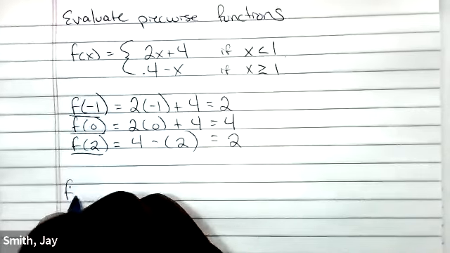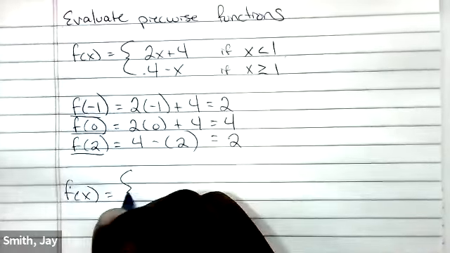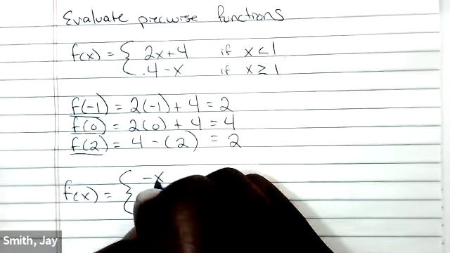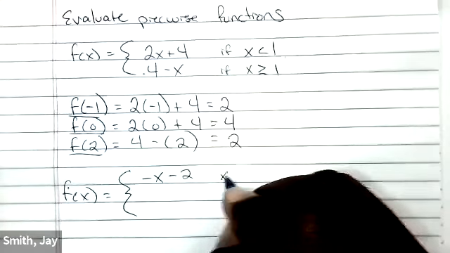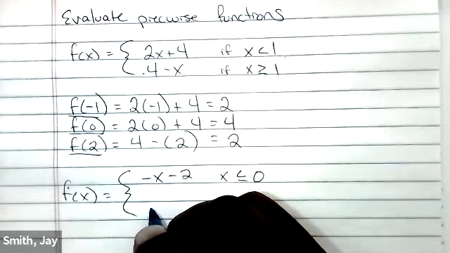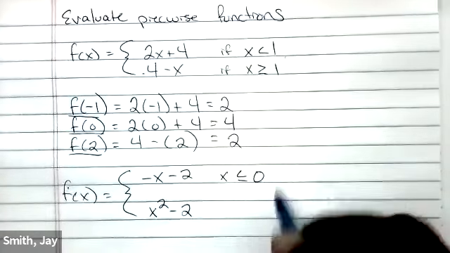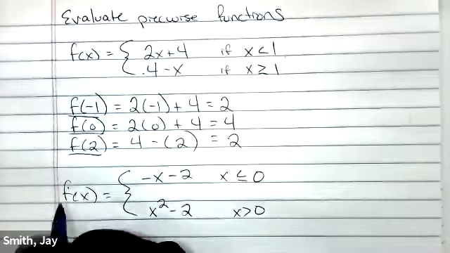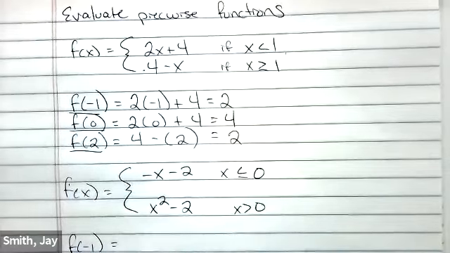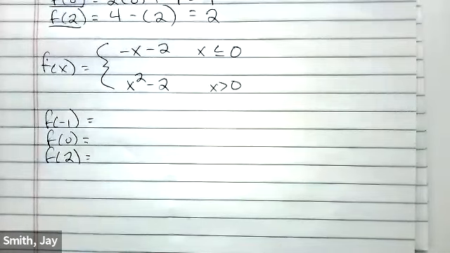This time we'll use that second piecewise defined function here, where f of x is equal to -x minus 2 when x is less than or equal to 0, and f of x is equal to x squared minus 2 if x is greater than 0. This time we're asked to analyze f of -1, f of 0, and f of 2. Hopefully this makes more sense, so I'll move a little quicker this time.